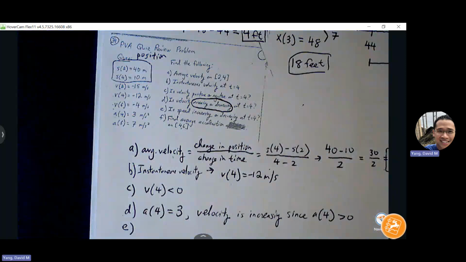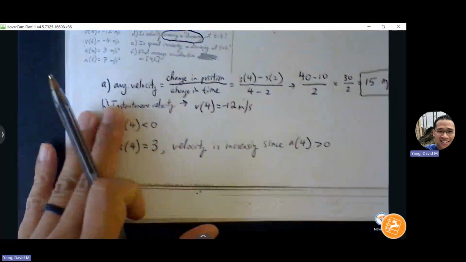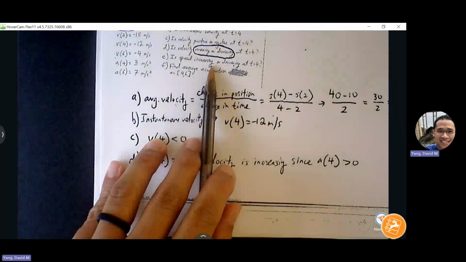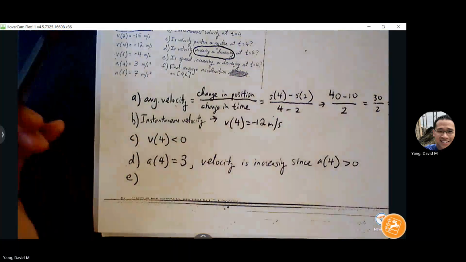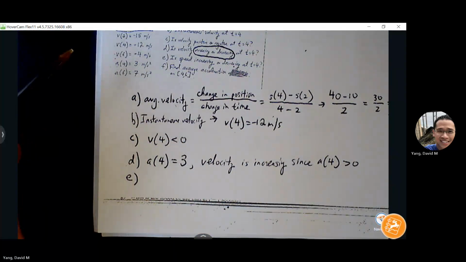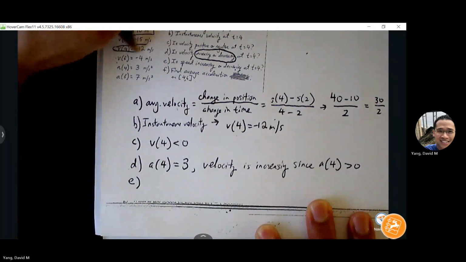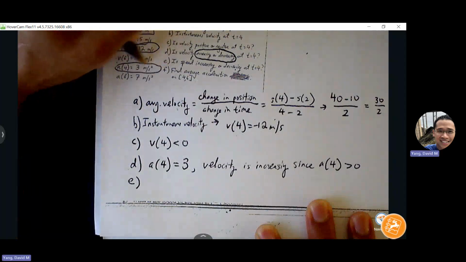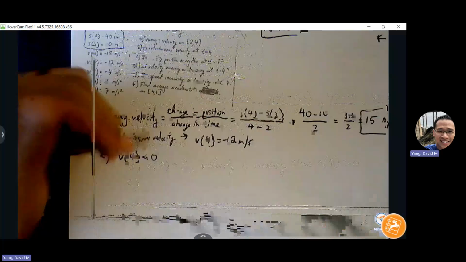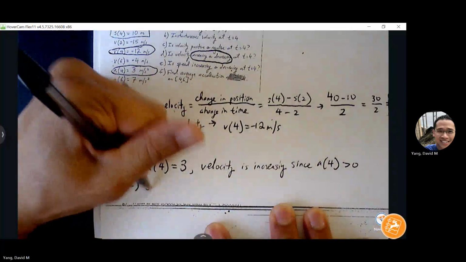Okay, so can I make a conclusion then? Is the speed increasing or decreasing at t equals 4? Decreasing because the velocity is negative, the acceleration is positive. Yeah, velocity and acceleration have opposite signs.